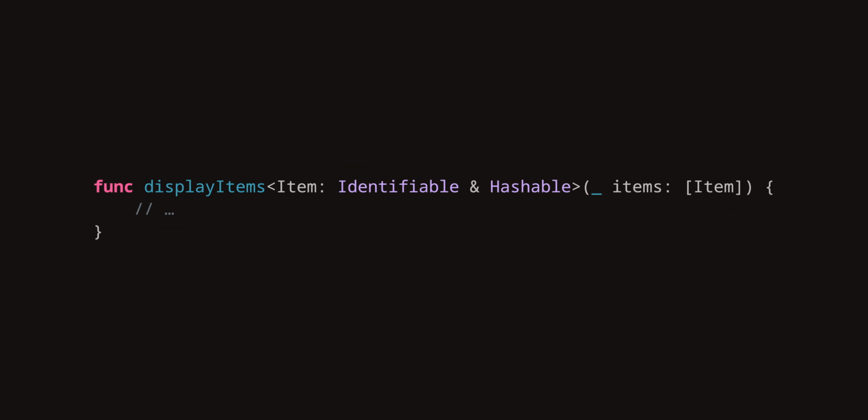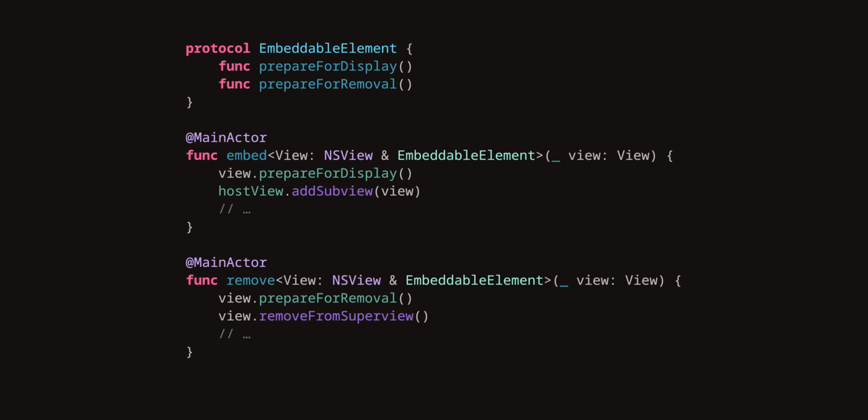A single generic parameter can have multiple constraints. For example, this method requires its parameters to conform to both Identifiable and Hashable, which is a common prerequisite for diffable data sources. In fact, generic constraints aren't even limited to protocols alone. For instance, these two methods accept subclasses of NSView, but also require them to implement the methods of the EmbeddableElement protocol. Actually, generic constraints are even more powerful than that.